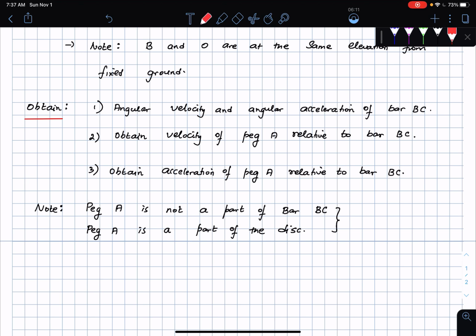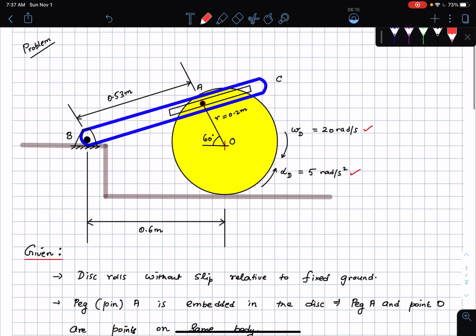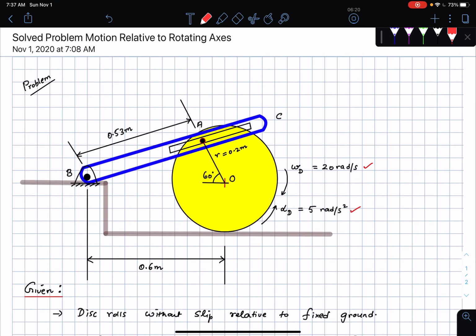Okay, so that's something that we have probably noted down earlier, but I just want to note it again. Alright, so fantastic. Here is the problem. I have a disk that rolls without slip with respect to the flat horizontal fixed ground. And there is a peg A embedded in the disk, at a distance of 0.2 meters from the center, making an angle of 60 degrees with respect to the horizontal.